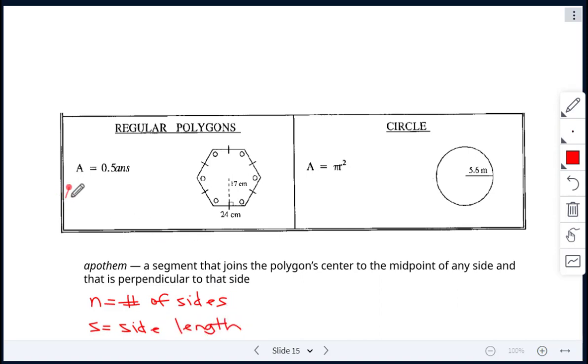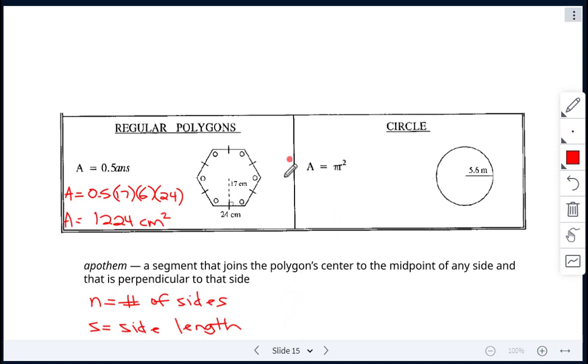All right, so let's plug everything in here. So 0.5, the apothem is 17. The number of sides here is 1, 2, 3, 4, 5, 6. And then the side length is 24 centimeters. All right, so everything is just being multiplied. So you can just multiply that out, put it into your calculator, and we get 1,224 centimeters squared.